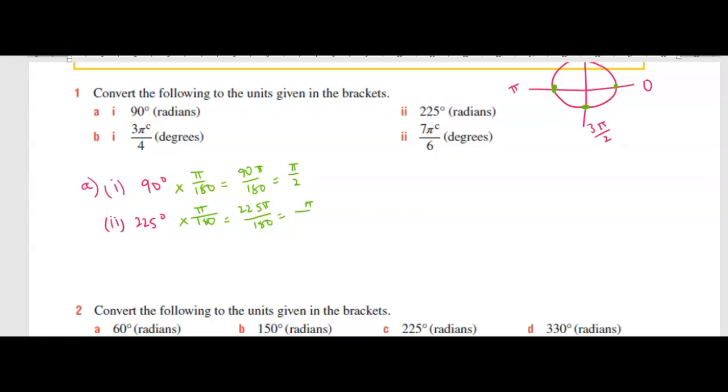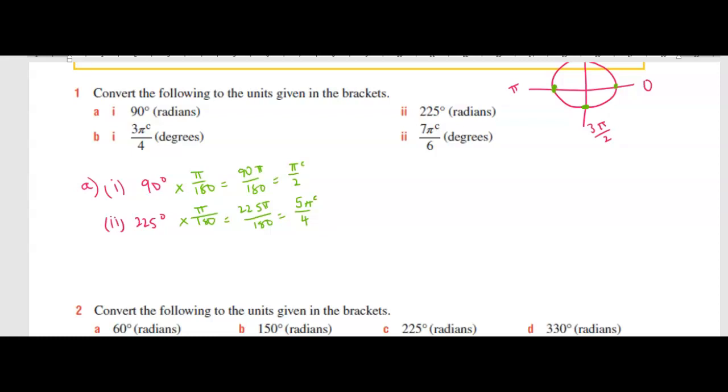I'm just going to go with 5. Let me just think. All right, so the highest common factor is 45. So 45 goes into 225 5 times and into 180 4 times. So that's going to be 5 pi on 4. And I should really write the radian symbol.